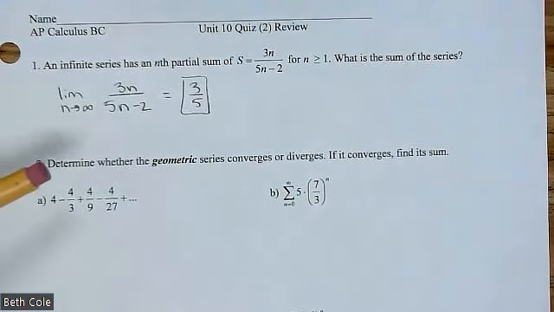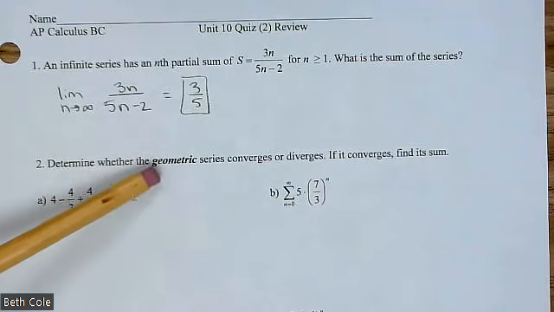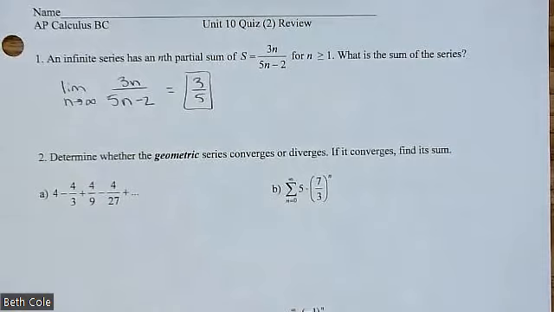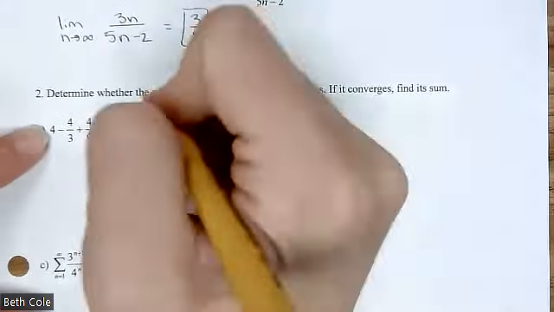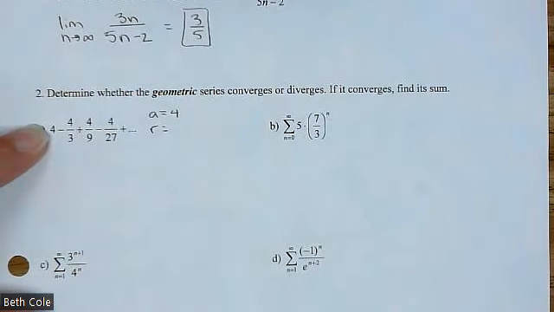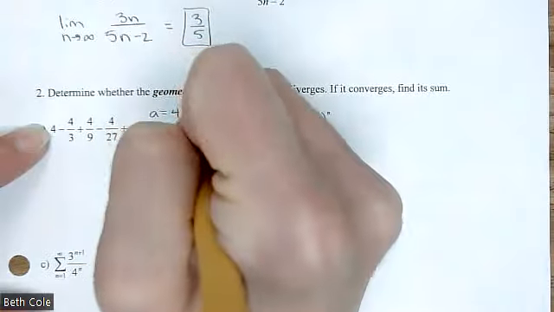Now I kind of have this separated for you. It says determine whether the geometric series converges or diverges, and if it converges, you're going to find the sum. Your little formula is up there. So for this one, A is 4. R is, let's see, what are we multiplying by each time? -1/3.